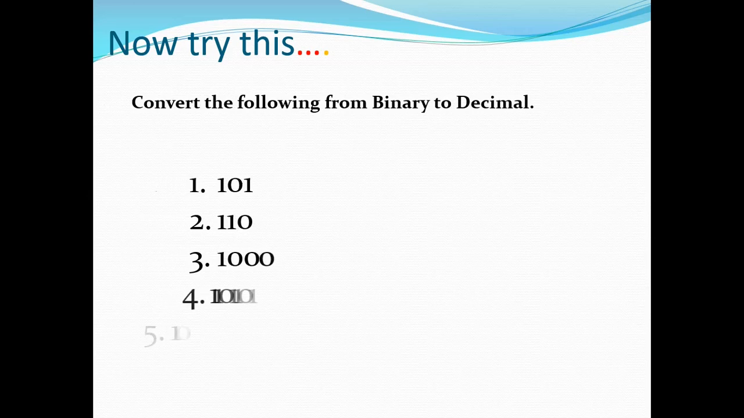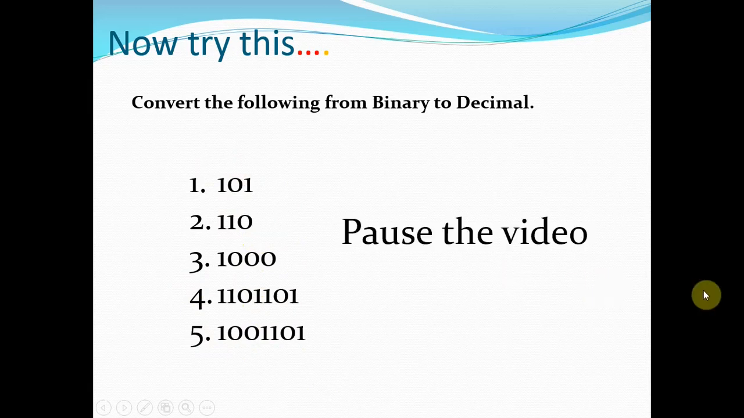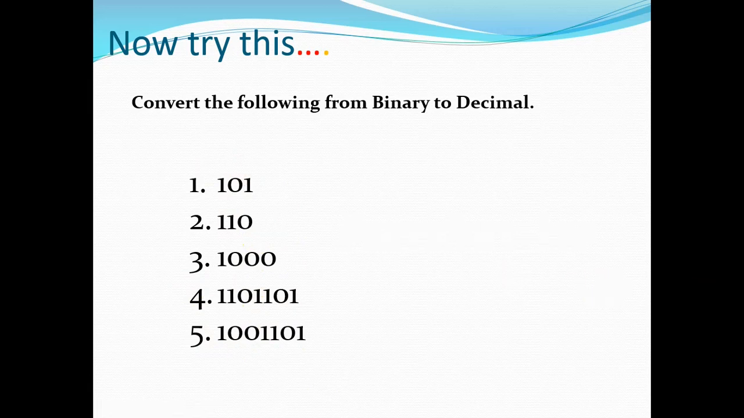Now it's your turn. Now try this. Convert the following from binary to decimal. Get your paper and pencils ready, and try to solve this one on your own. Try not to cheat, because this is for your own good. Pause the video, and afterwards I'll show you the answer, and you can check whether you have correctly answered everything, 1 to 5.